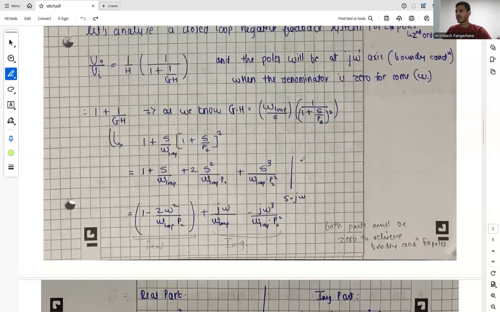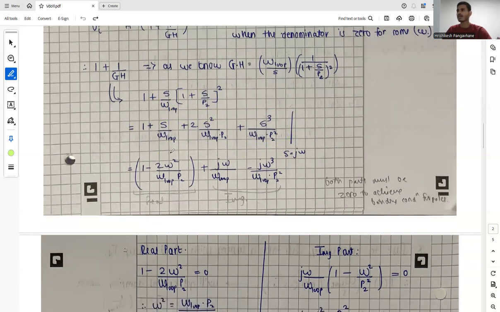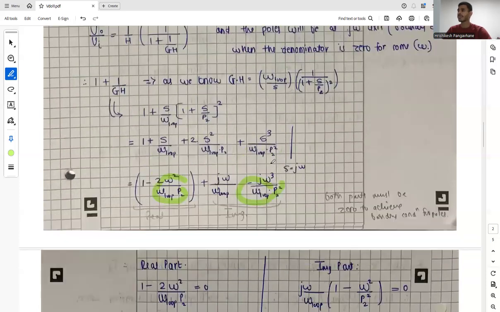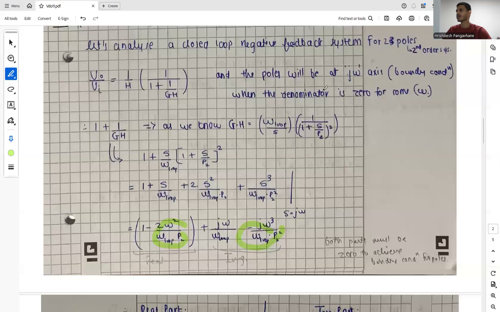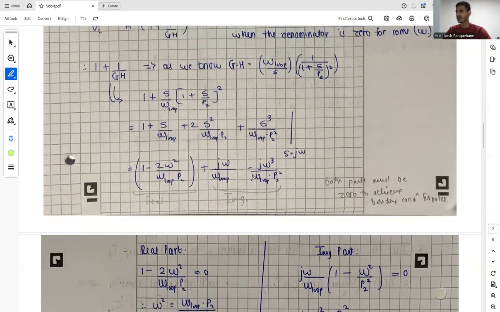So we have to evaluate at s equals j omega. When we put the values of j omega into the denominator, we will get two parts, the real part and the imaginary part. And to go for our boundary conditions, the denominator is 0 for some value of omega. So we have to equate our real part to 0 as well as our imaginary part to 0, as both parts must be 0 to achieve boundary conditions for our poles.